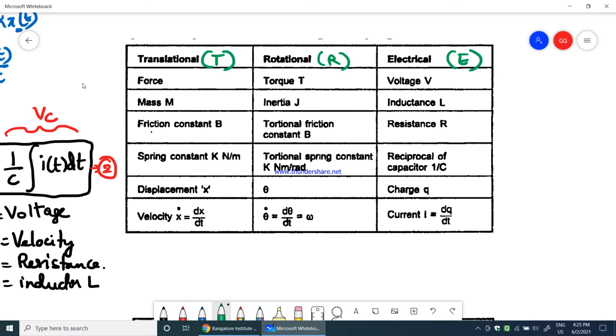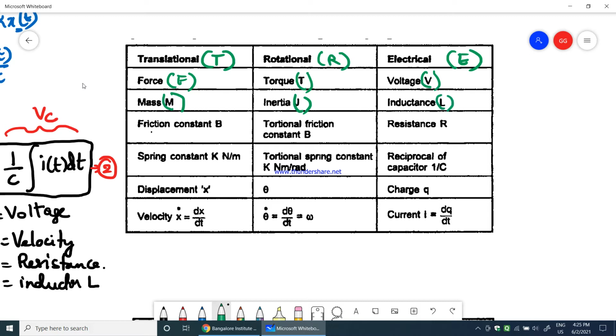Force in translational and torque in rotational will be equal to voltage in electrical. Similarly, mass M of translational and inertia J of rotational will be equal to the inductance in electrical.